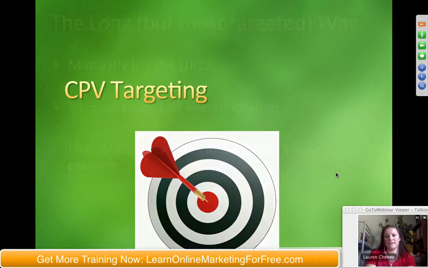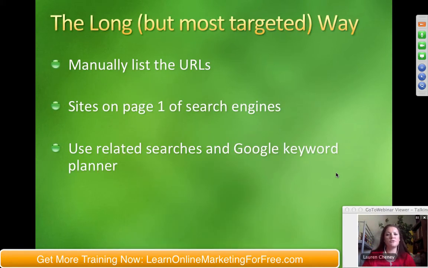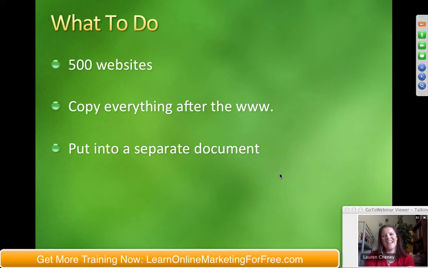Okay, so the long but most targeted way to do this. Remember, there's two keys. You need your landing page, but you also need targeted keywords. In this case, you're manually going to list all the URLs that you want to target. These are websites that are on page 1 of the search engines. You can also use related searches in Google Keyword Planner to find more different searches that you want to do. This way is definitely time consuming, but you're going to get great results if you do it right.